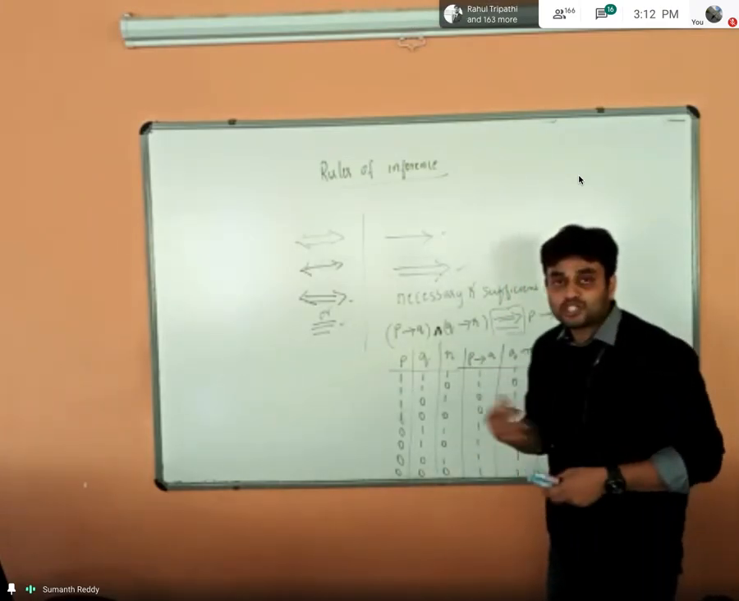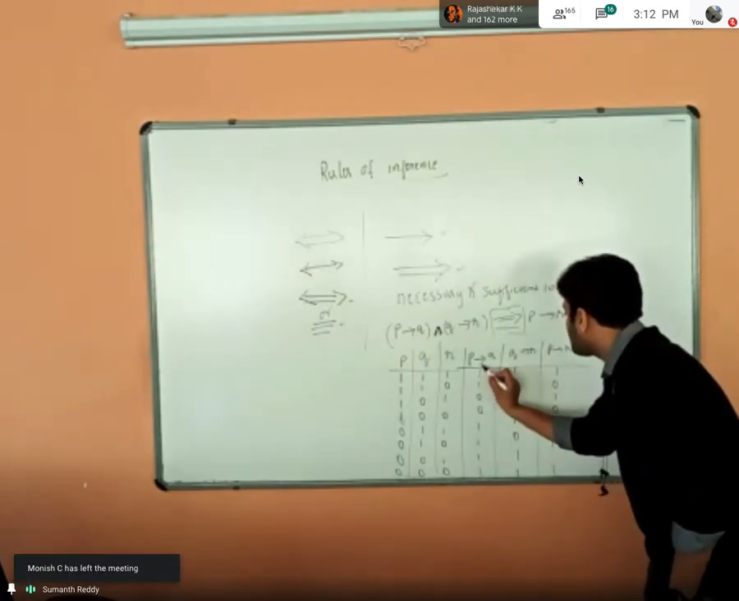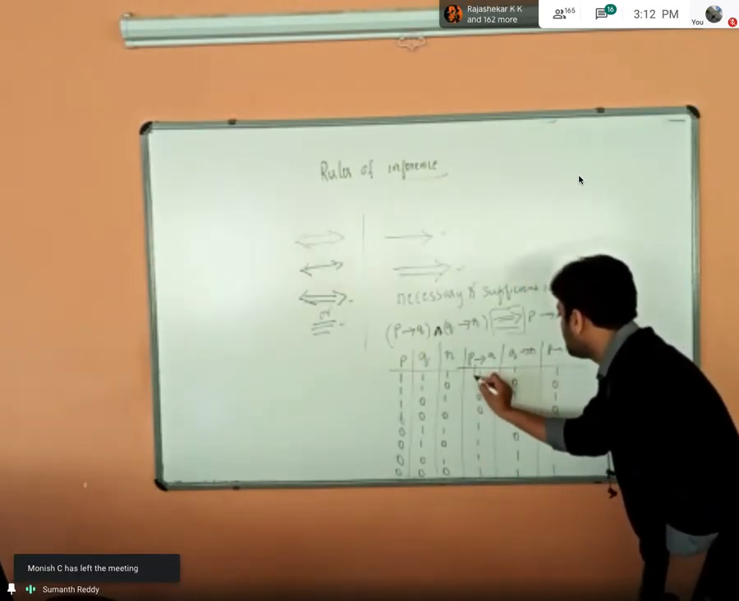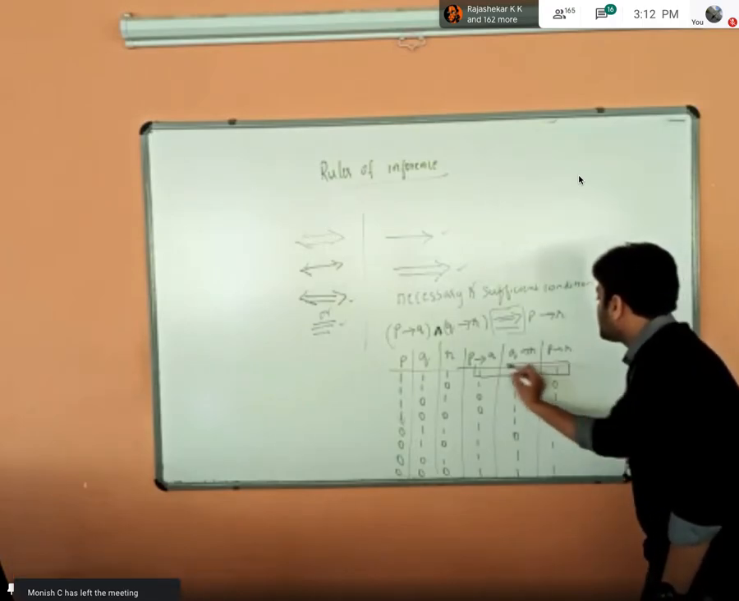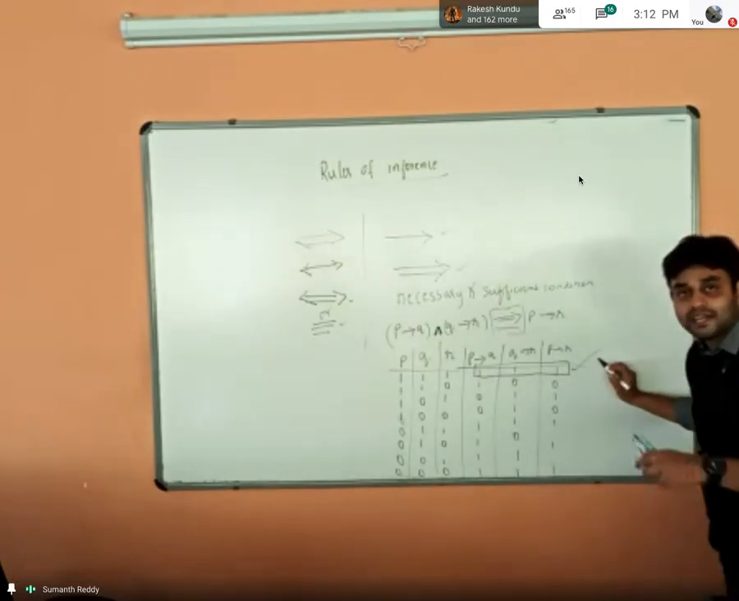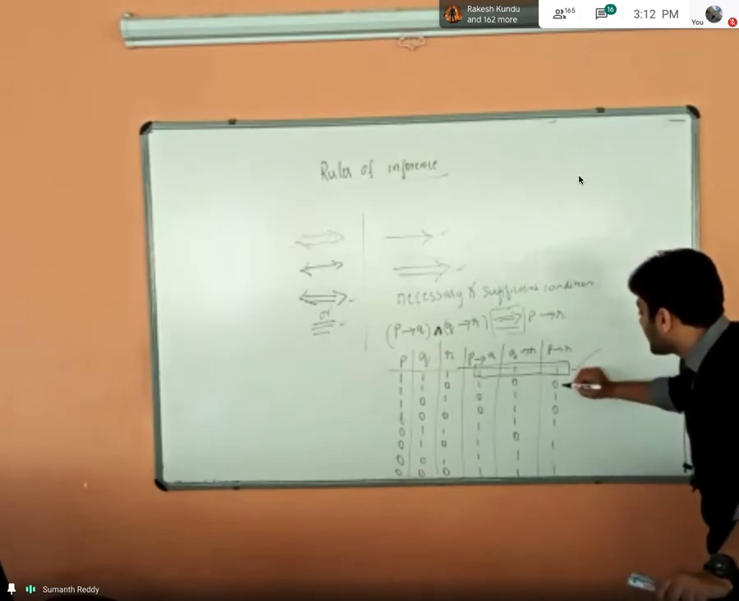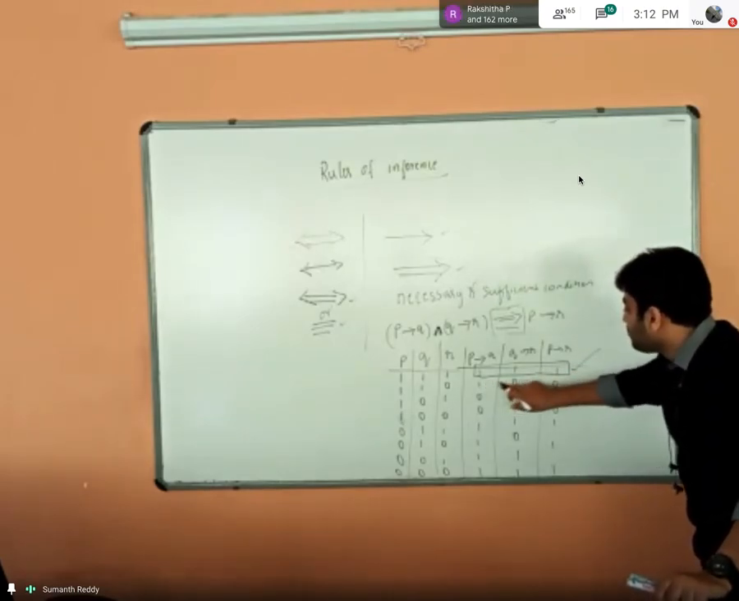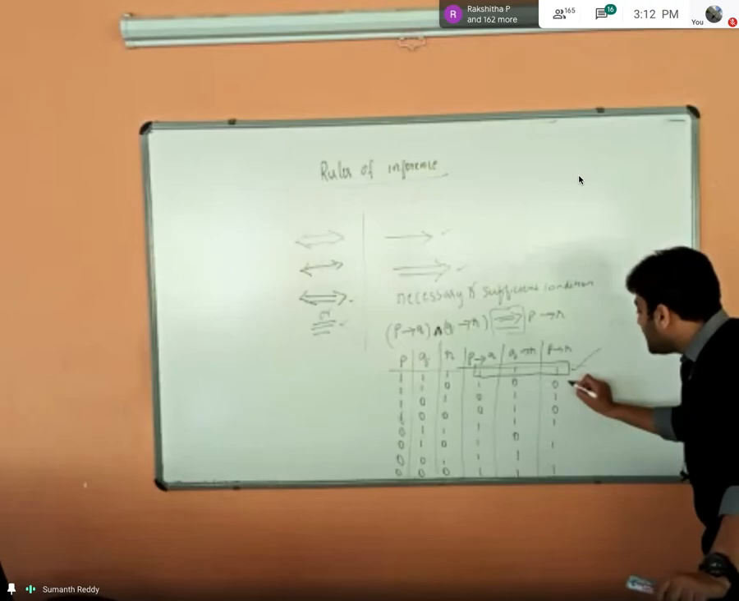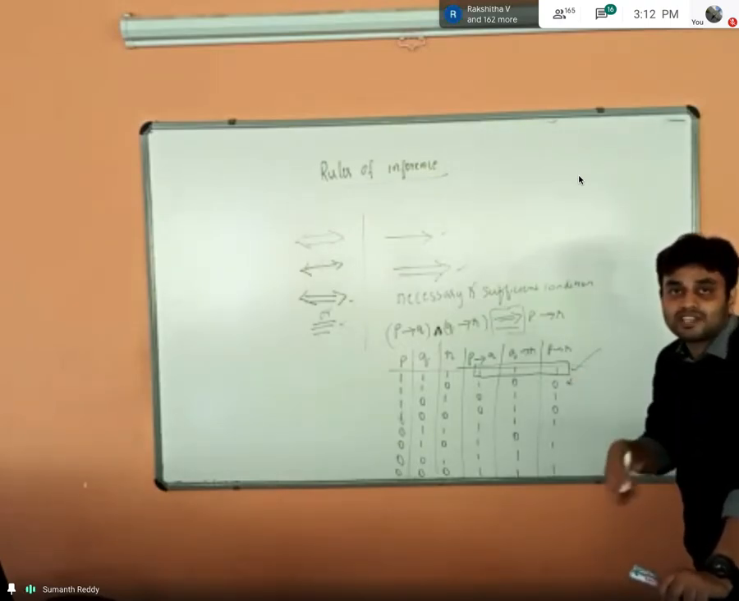Okay, so which are those cases? In the first row we have P implies Q is true and Q implies R is true. If these two are true, the result has to be true. Yes, that condition is satisfied. Whereas in the second row we have P implies Q is true but Q implies R is not true. We need not worry about this. That is called a don't care condition.